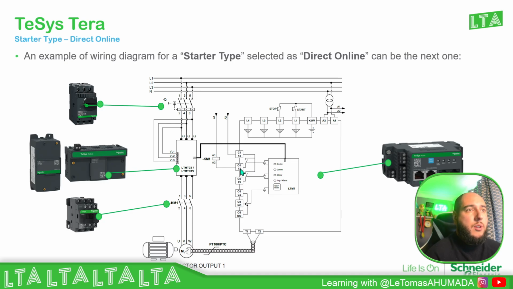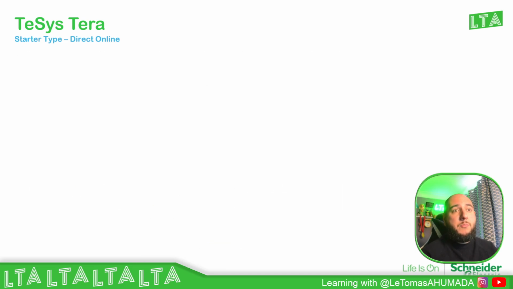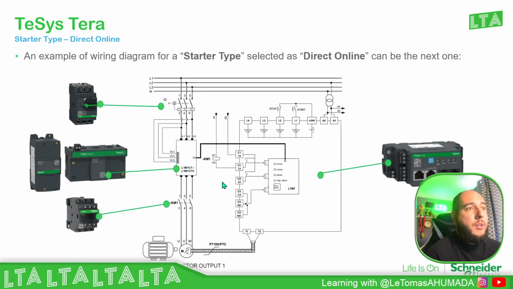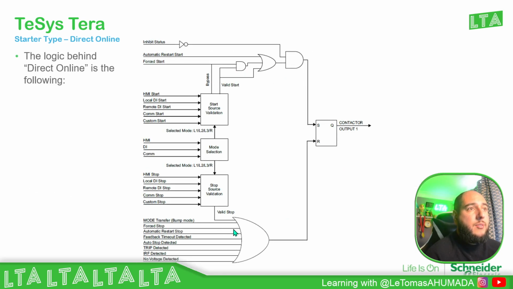Okay, so here you can see that we have some predefined inputs and outputs already for this, and that is the easiest thing that we have. So based on this Direct Online starter type, the system will assign some specific IOs to use. This is the logic behind. Here you can see that it's like a set reset for the output that we have here, this output condition. So based on this, we should be able to turn on and off the load.